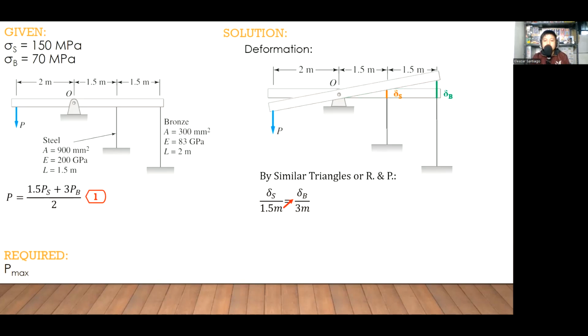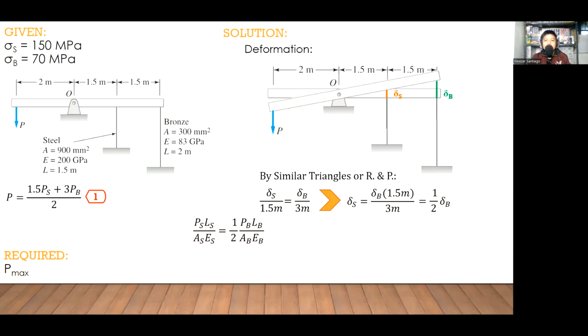So if we cross multiply 1.5 meter towards the delta B, we can already update our equation for the delta S as equal to delta B times 1.5 meter divided by 3 meters. And 1.5 divided by 3 is otherwise 1/2. So therefore, our delta S is 1/2 of delta B. So if we now substitute our equation for delta, that is again PL over AE, then for the steel, we now have P sub S L sub S over A sub S E sub S is equal to 1/2 times, for our bronze, that is P sub B L sub B over A sub B E sub B.